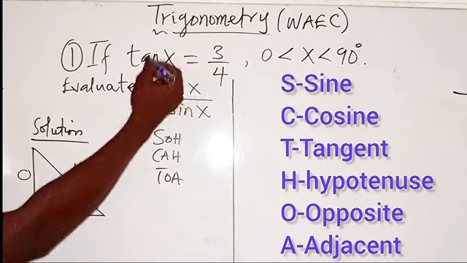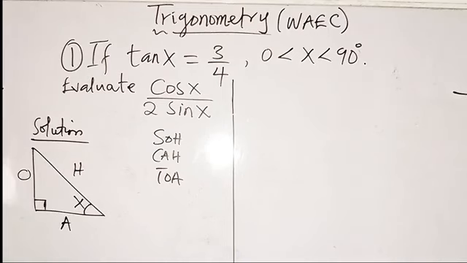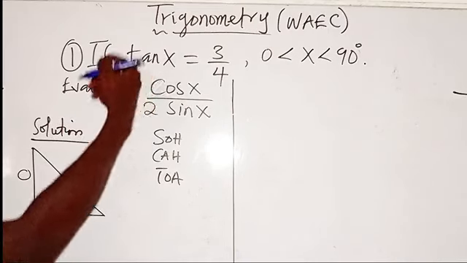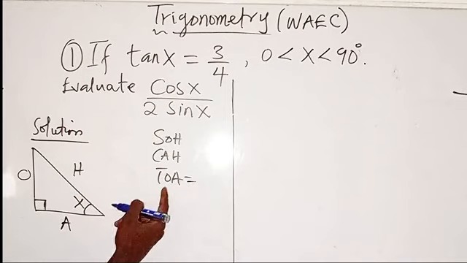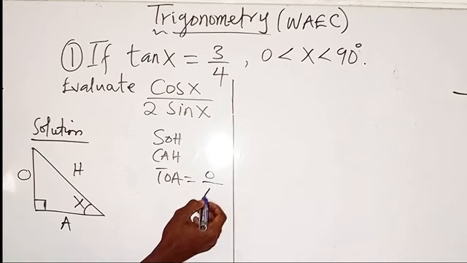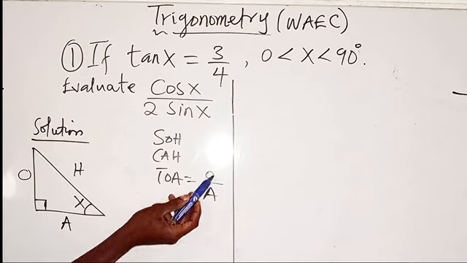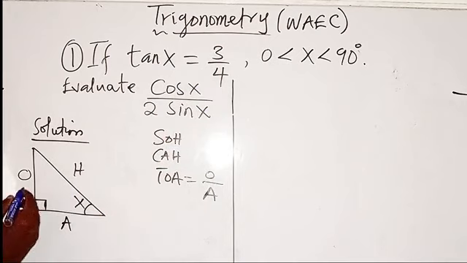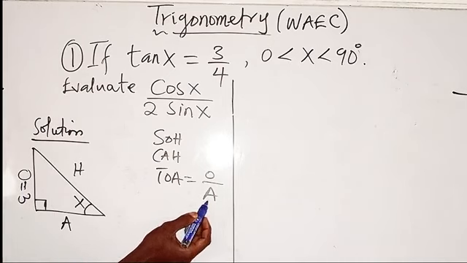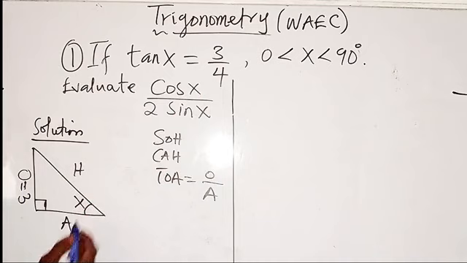Now, the question gives us tan x, and according to tan x we have opposite over adjacent. So we compare this with what we have here. O is 3, so this place will be 3. Then we have A, which is 4, so this place will be 4. Are you getting it now?